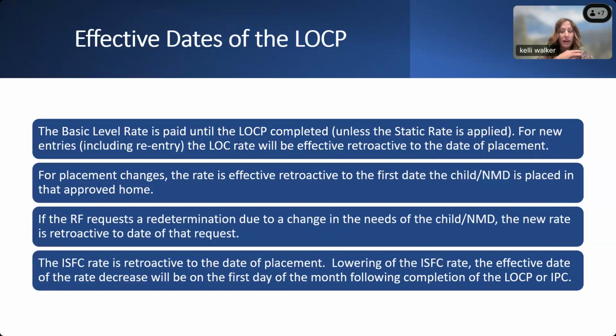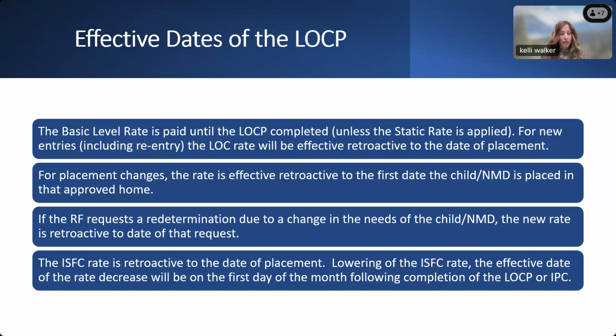So these are the effective dates of the LOCP of the 4 triggering events I just mentioned. The basic level rate is to be paid until the LOCP is completed, unless the child has a static criteria indicator. If they did have a static criteria indicator, they would then receive the static rate, which is what John went over earlier. So for new entries and placement changes, the LOC rate is effective retroactive date to the date of placement.